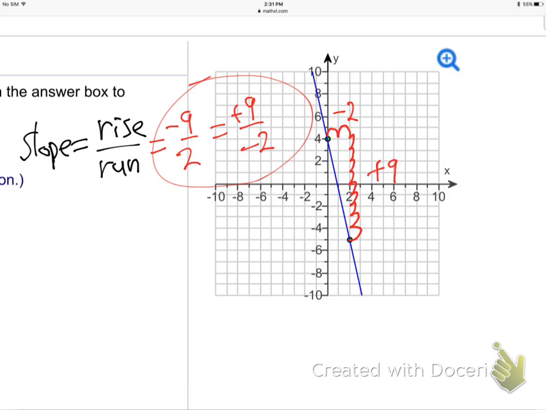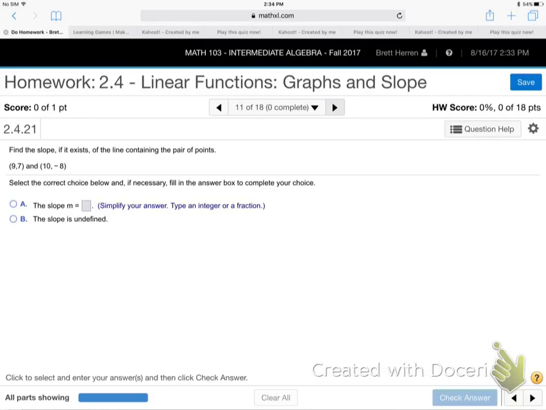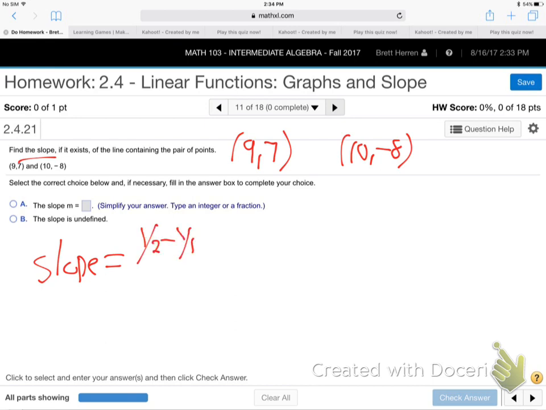Rise over run from one dot to the other. So if you've had some algebra before, you probably have seen this. So 9, 7, and 10 minus 8. So now, same question. They want me to find slope, but they're not giving me a picture. How do you find slope when there's no picture? Yeah, have you seen it? There's a formula, y2 minus y1 over x2 minus x1. That comes from the same idea. That's rise over run again.